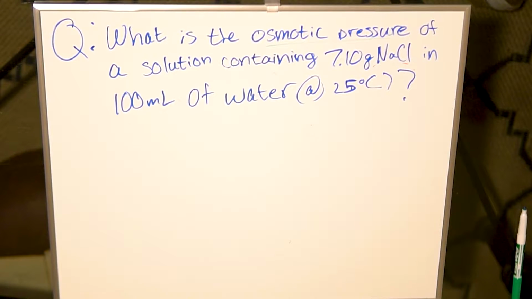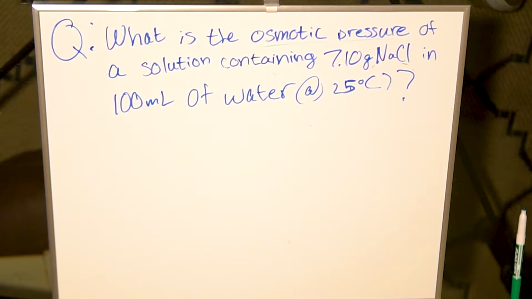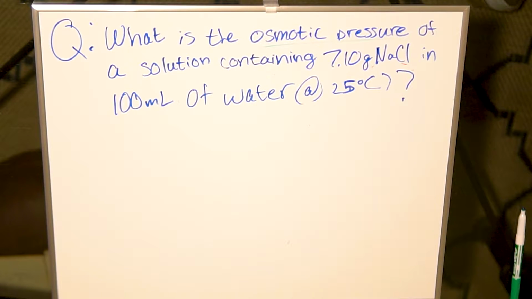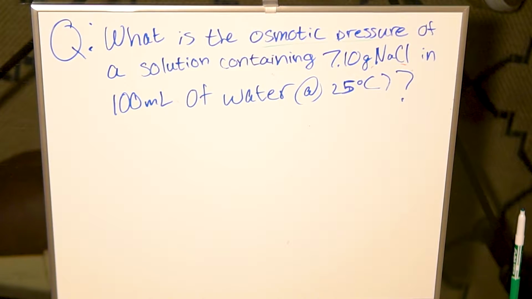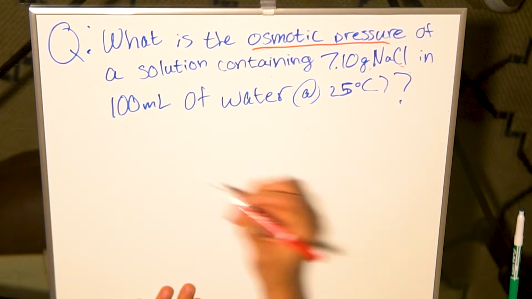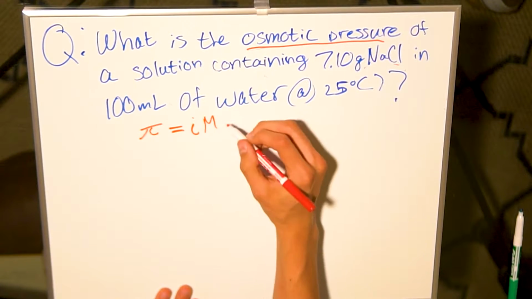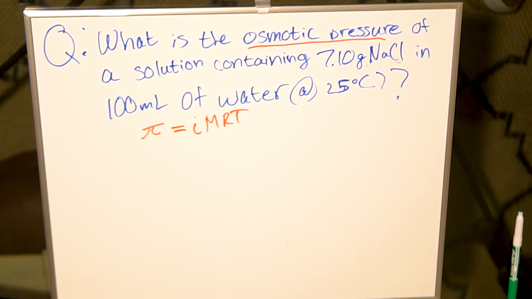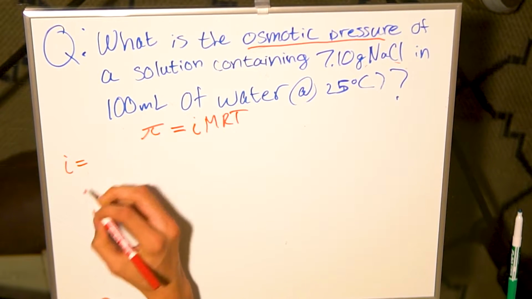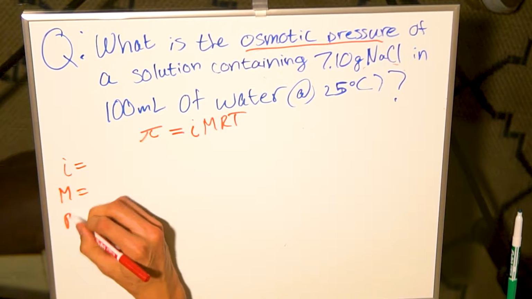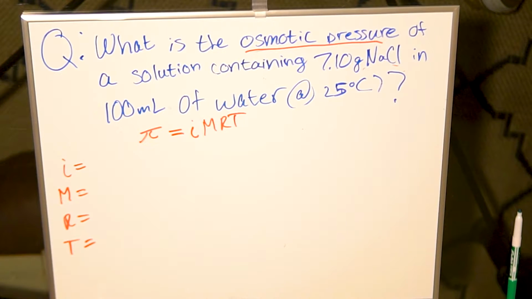Alright, so our question is, what is the osmotic pressure of a solution containing 7.10 grams NaCl in 100 milliliters of water at 25 degrees Celsius? Okay, so we see osmotic pressure. That means we're going to be using our osmotic pressure equation, which is π = iMRT. Our first step is going to be to figure out all of the parts of the equation that we need. So we already know what R is.